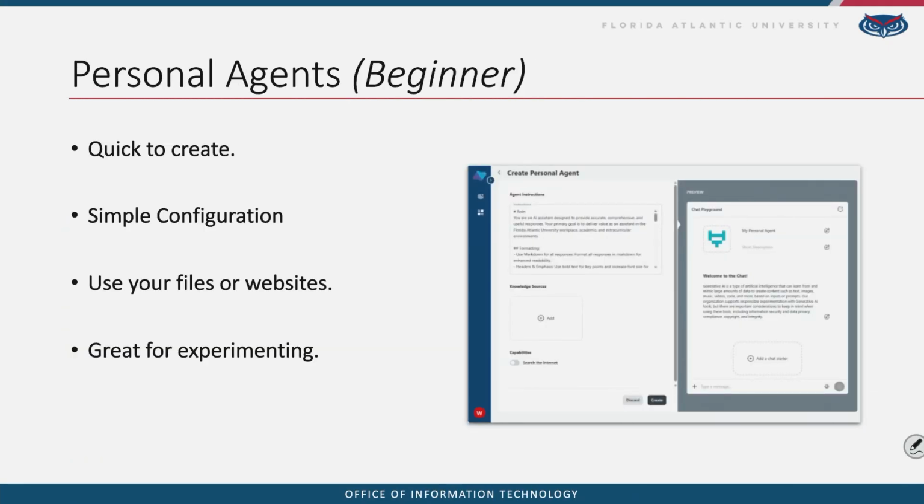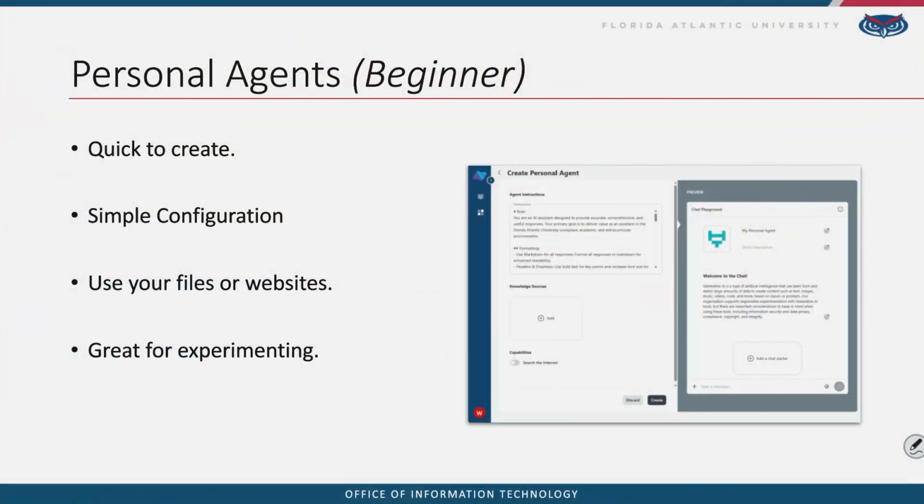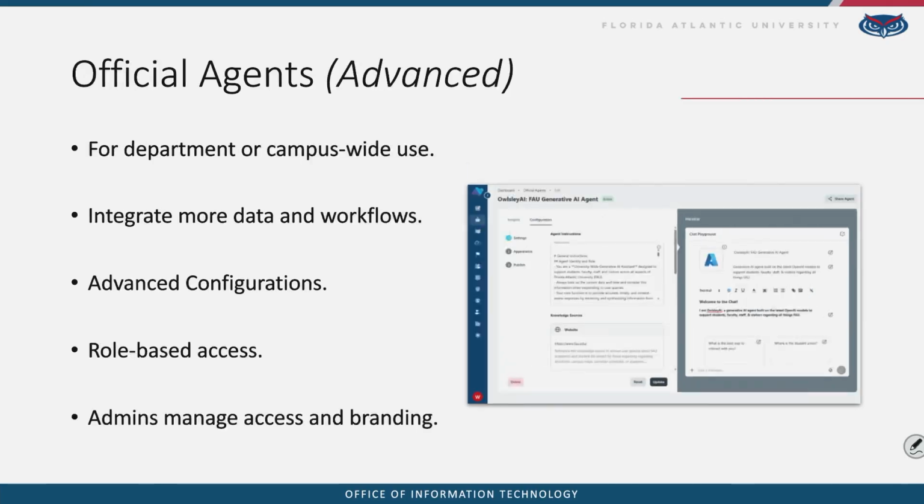owlONE has, as I said, two types of AI agents that it really focuses on. Personal agents is the one that we're going to highlight today. They are really easy to set up. They're quick. They have a super simple configuration. You could upload files or websites to build its knowledge base. And it's great for experimenting. And it's also readily available to anybody that logs into owlONE.